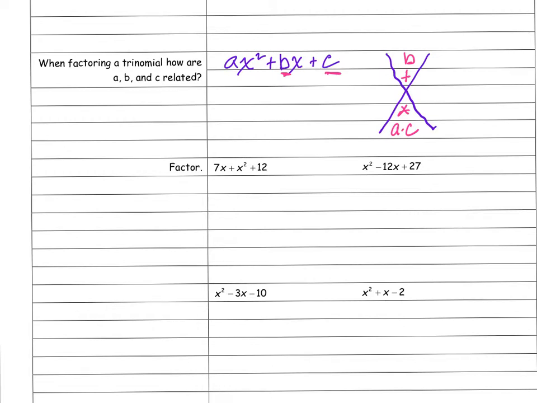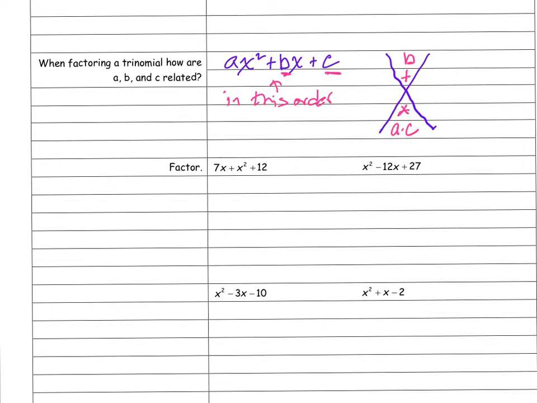The other thing I forgot to mention, it does need to be in standard form, so in this order. The x squared needs to be first, the x needs to be second, and the c needs to be last. The other thing I wanted to say is if one of these is missing, like if I don't have an x, that term would be 0, so it would add to be 0. Or if I don't have a c, then it would multiply to be 0. Just a couple of things to keep in mind when we start doing this.